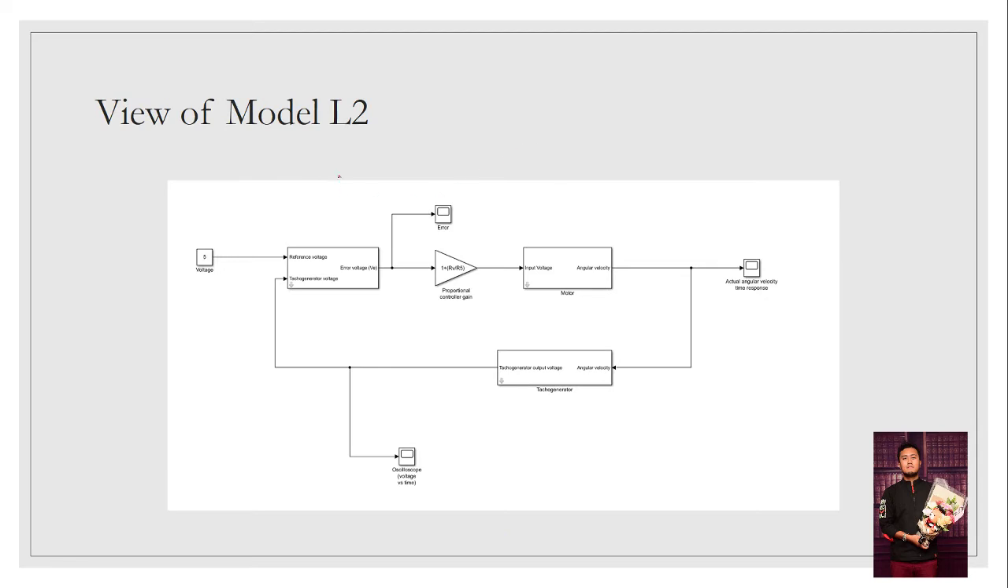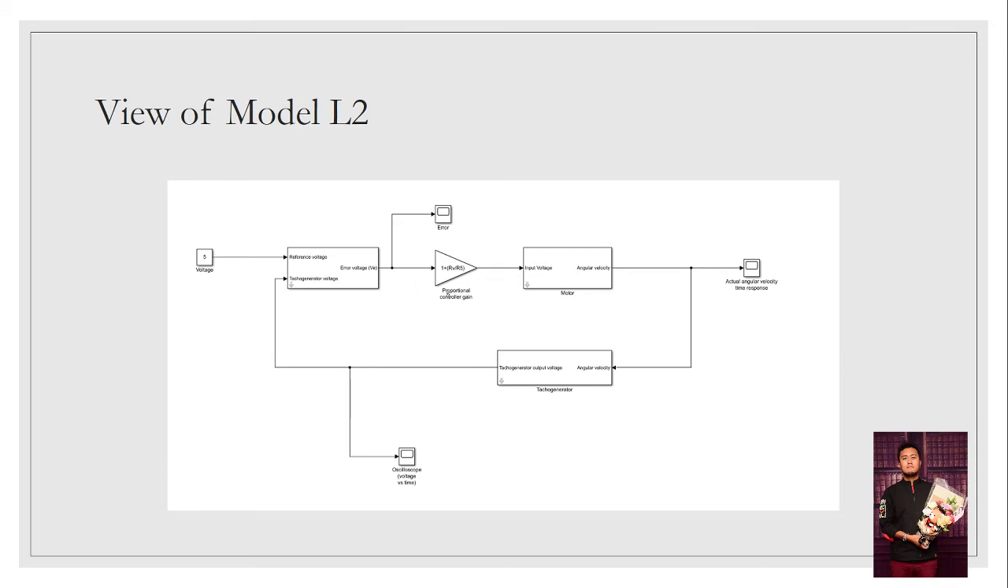So this is our model L2. It's basically the same as L1. We have a voltage input here, and we have a motor here, and we also have the angular velocity graph. Instead of the value, we have the graph here, and now we have the tacho generator connected to the summing junction. So this model now becomes the closed loop function.